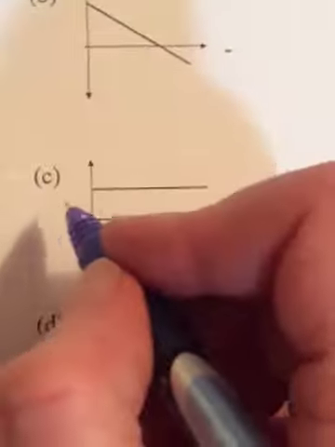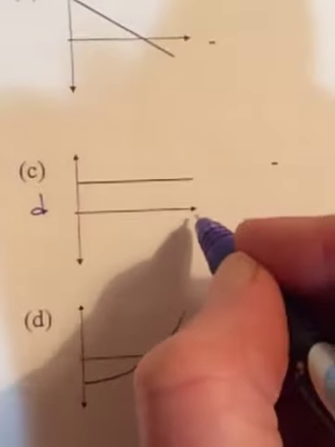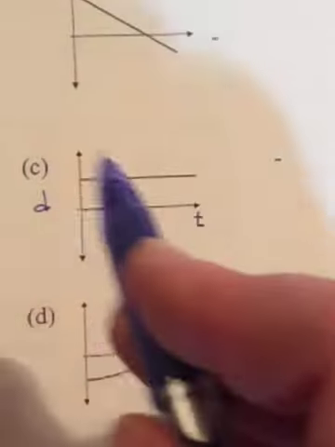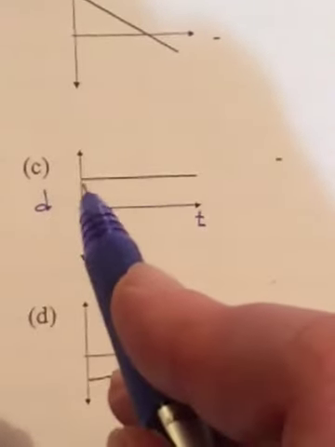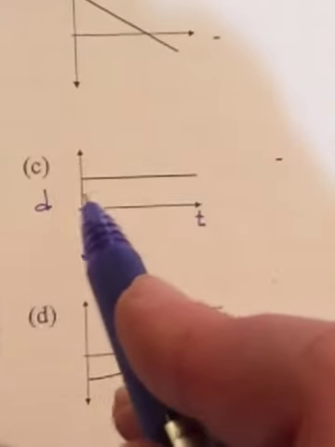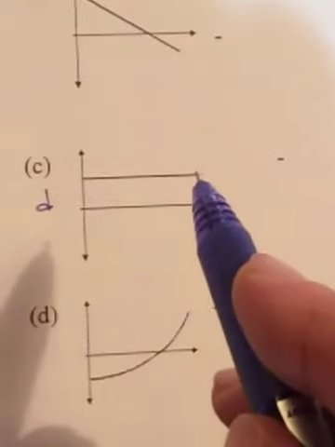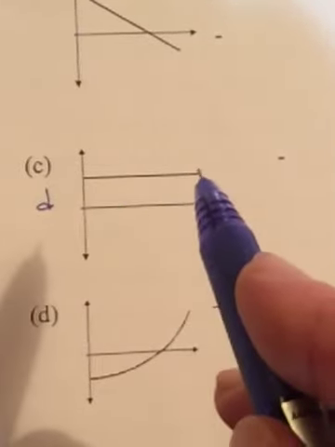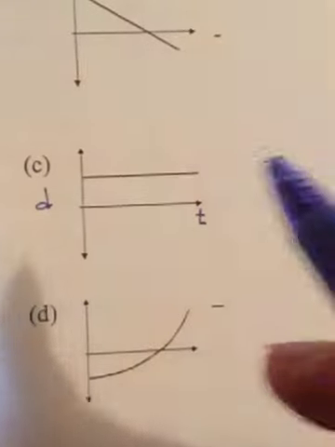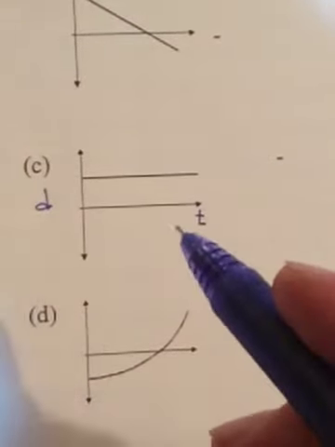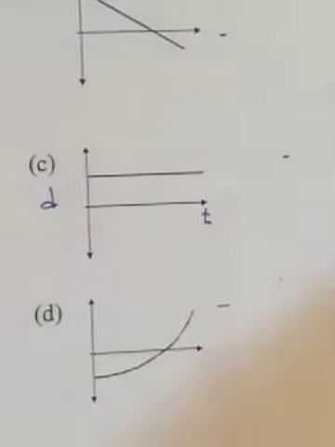Okay, if this is displacement and this is time, what's happening to the object's displacement over time? Absolutely nothing. The object is staying still. The slope is 0, which means the velocity is 0, and if the velocity isn't changing, the acceleration is 0. So this object is staying still.